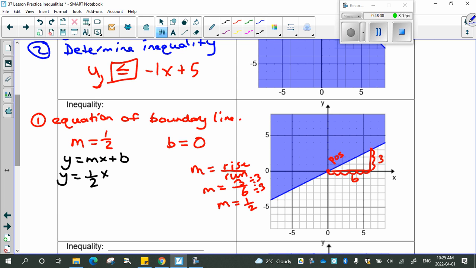Step 2, figure out the correct inequality. So I know I'm going to have y on one side and a half x on the other. What goes in the box to show what's shaded? What inequality goes in the box to show what's being shaded? Greater than or equal to, because it's a solid boundary line, right? Greater than because it's above, equal to because there's a solid boundary.